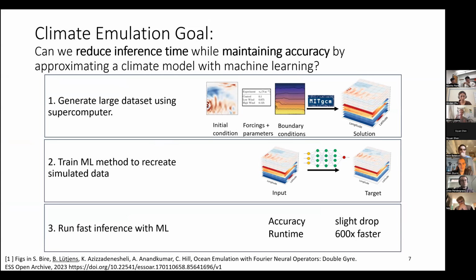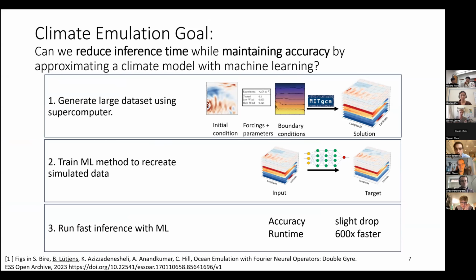In general, the pipeline to do that would be, first we generate a large data set using a supercomputer. That means specifying initial conditions, forcings and parameters, boundary conditions, varying them with some defined distribution over those initial conditions, parameters, and boundary conditions, and generating solutions.